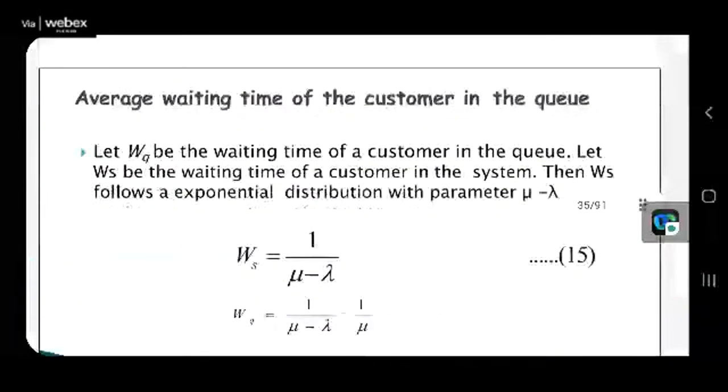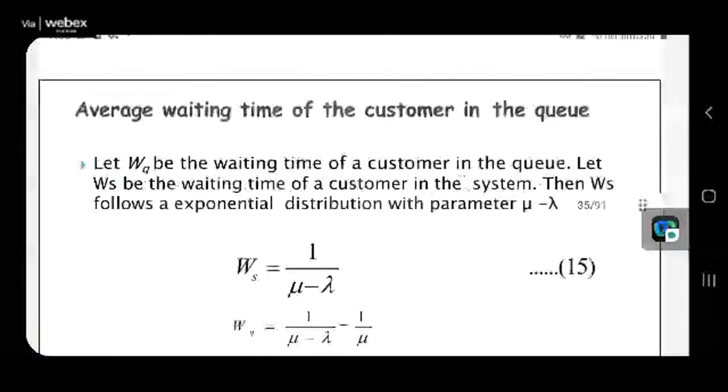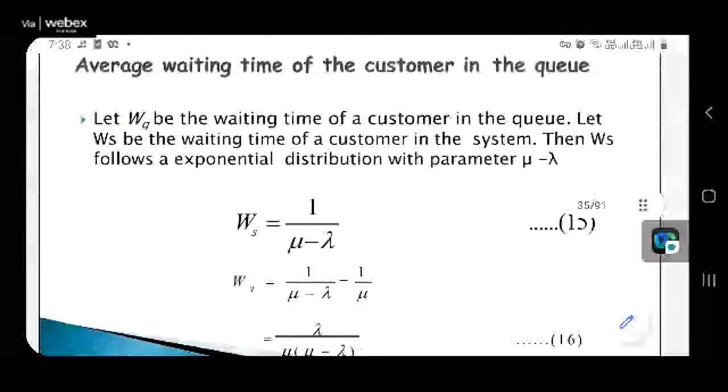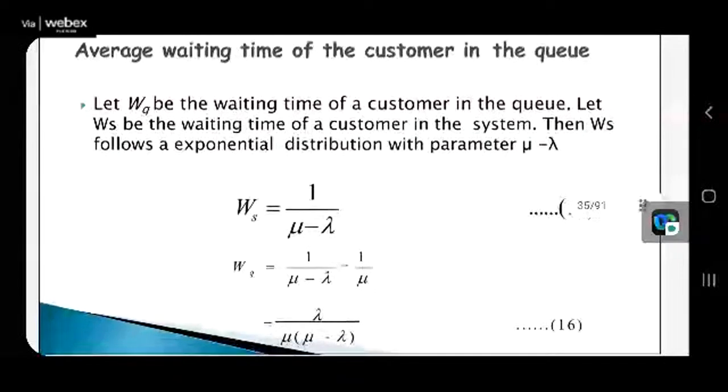Now, we have studied the average number of customers in the system and the average number of customers in the queue. Now we will understand the average waiting time of the customer in the queue and in the system. Say for example, there are n customers in the queue, and if you join that particular queue where there are n customers, then what will be your waiting time? That means how much time you need to wait to get service. That is nothing but your average waiting time.